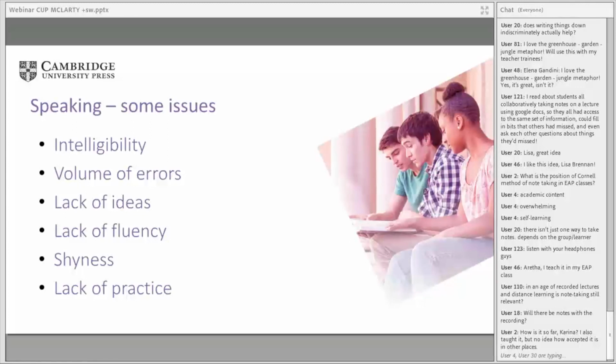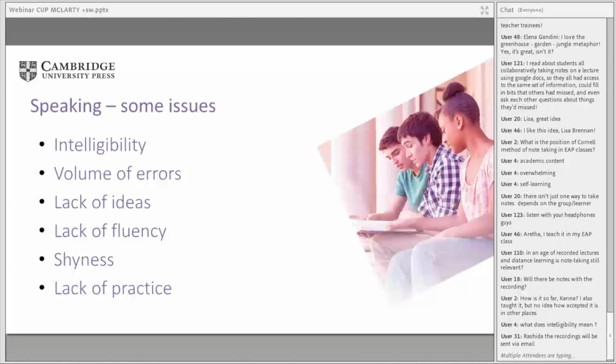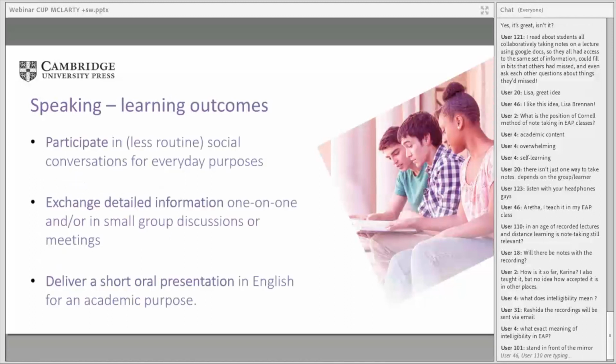Shyness comes into it. We're talking about students who are sort of 19 to 23 years old. They are shy, particularly when they're using a foreign language. And they just lack practice. They lack practice in speaking. And again, speaking is a hard thing to practice outside of the classroom, unless you're working in a completely immersion-based location where you can go home and talk to the host family, or go and talk to your other colleagues or classmates in the English language.